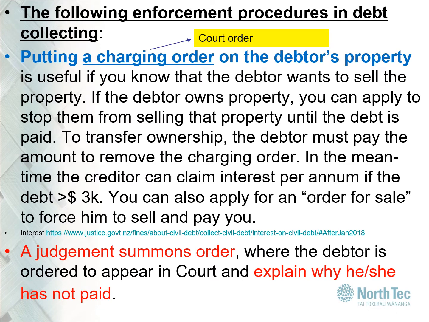Putting a charging order on the debtor's property is very useful, especially if you know that the debtor wants to sell the property. So if the debtor owns property, you can apply to stop them from selling that property until the debt is paid. To transfer ownership, that debtor must first pay the amount to remove the charging order. In the meantime, you as a creditor can claim interest per annum if the debt is bigger than $3,000 in New Zealand. You can also apply for an order for sale later to force him to sell and then pay you.